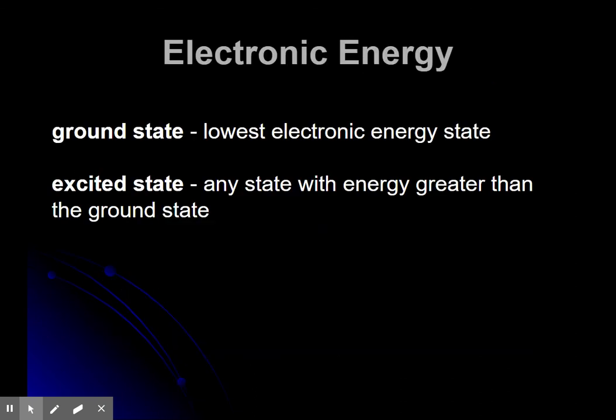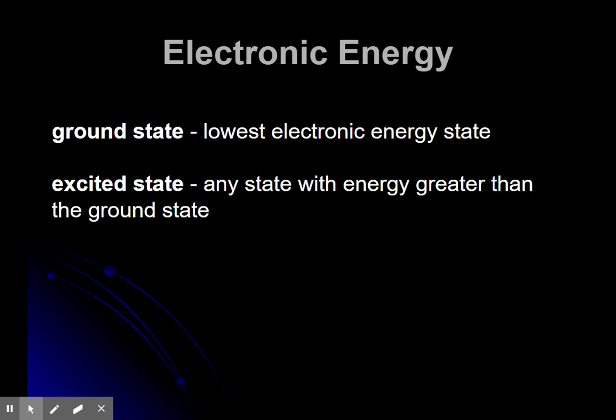All right, so let's talk about the energy associated with electron transitions. Two terms you're really going to need to know are ground state and excited state. Ground state is the lowest electronic energy state. The atom is following the Aufbau principle. All the electrons are in the lowest energy orbital that can receive them. All of the electron configurations that we have done so far have been for ground state atoms.